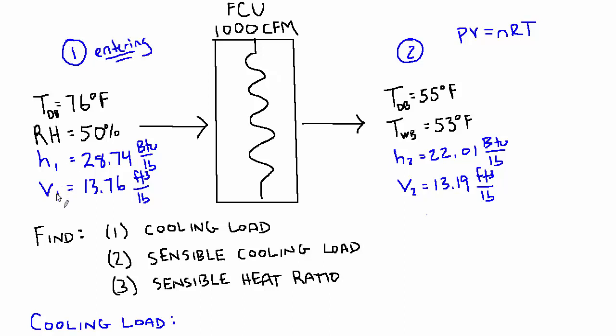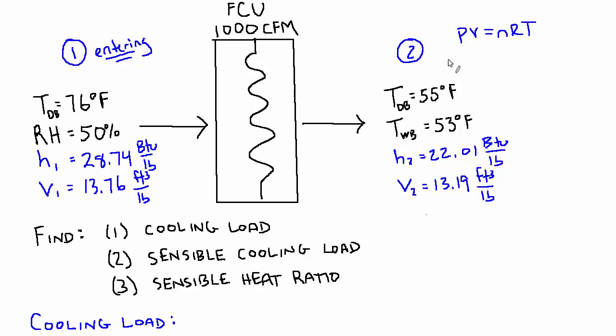So we're going to use V1 anytime we have to express a mass flow rate when we're using this volume, and that's because this is the specific volume per pound of dry air, and the one thing that's conserved throughout this process is the mass flow rate of dry air.